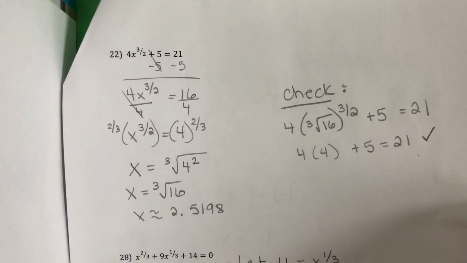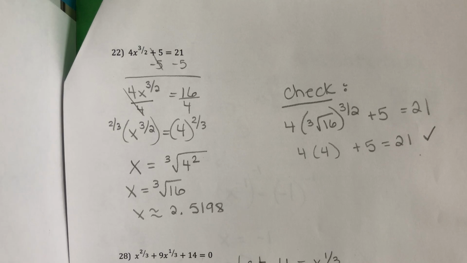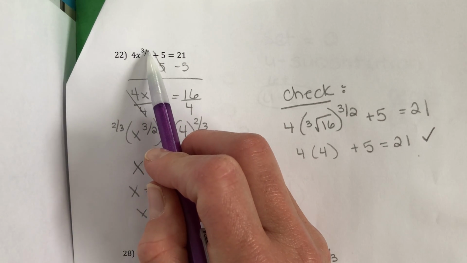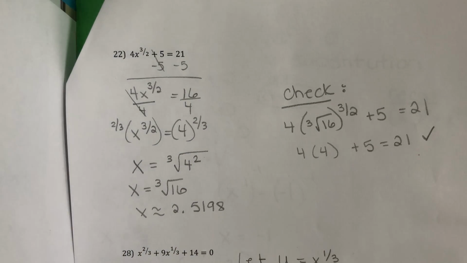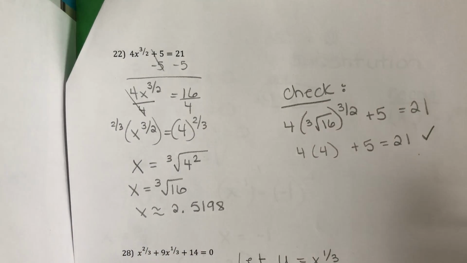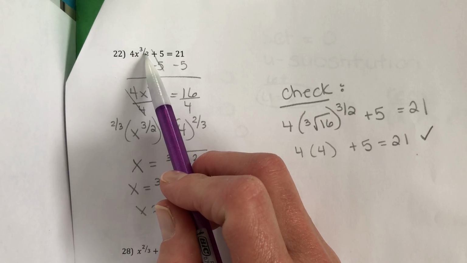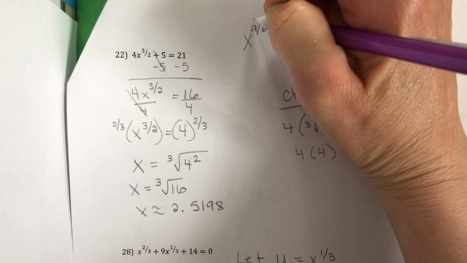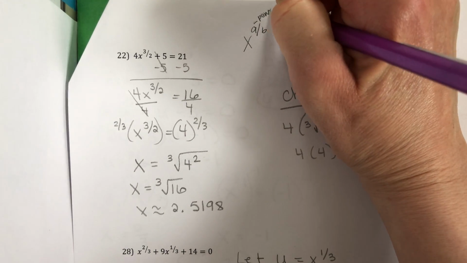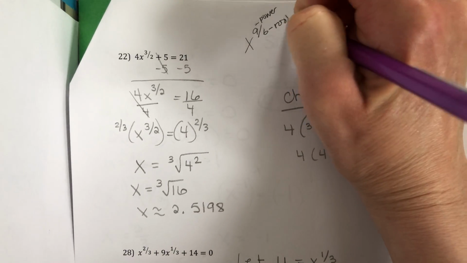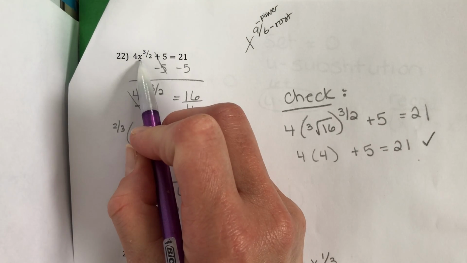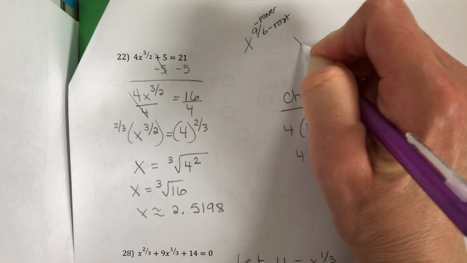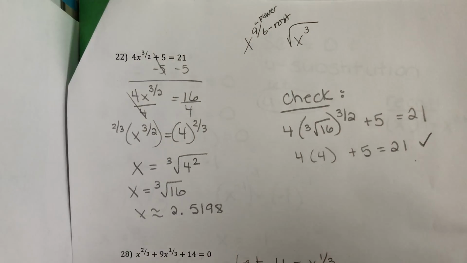Okay, now number 22 might seem like, where did this problem come from? I thought we were doing radical equations. Well, remember, when you have a rational exponent, the word rational should signal the word fraction in your brain. So when I hear the word rational exponents, I'm thinking fractional exponents. Remember, if you have a fraction as an exponent, the numerator is the power, the denominator is the root. So this can also be rewritten as x to the power of 3 and the root is 2.